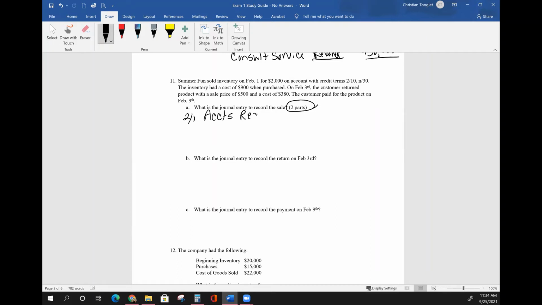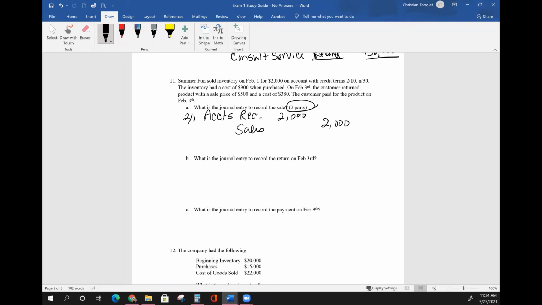I'm setting this customer up to have a receivable that we're going to receive money for in the future. I don't know if they're going to pay within terms yet. I only know they have the opportunity to take a credit of 2%. Don't know if they're going to take advantage of that. So I'm going to set the receivable up for the full amount. So I have accounts receivable for $2,000. I have sales or revenue for $2,000.